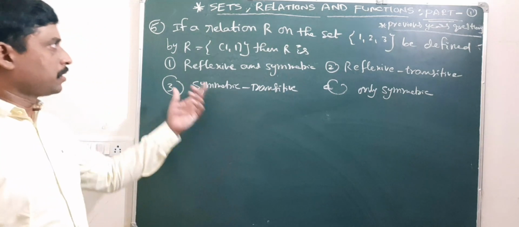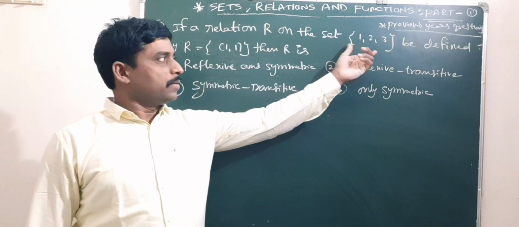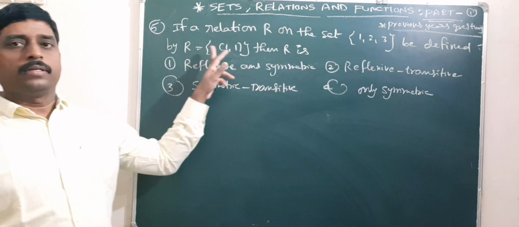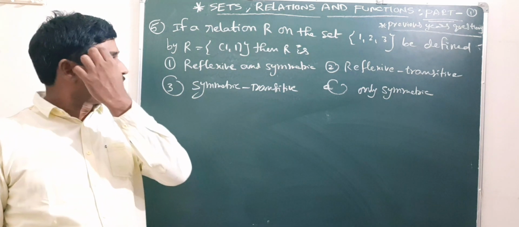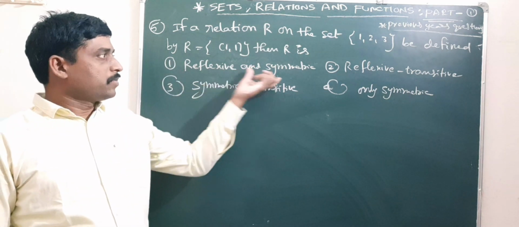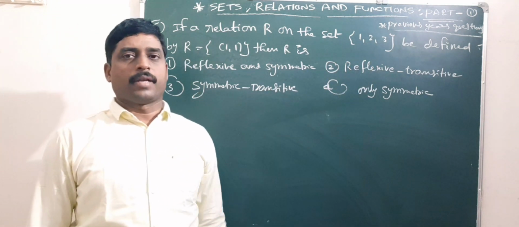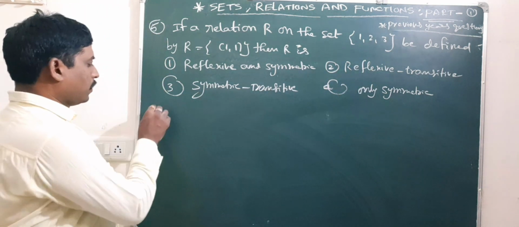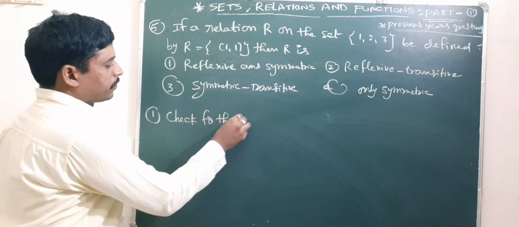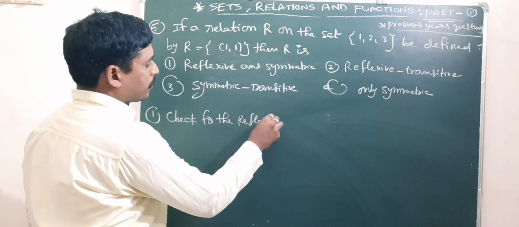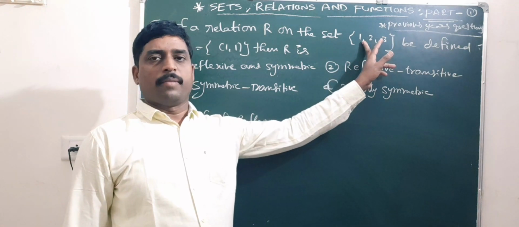Okay, we need to compute this question. A relation R on the set {1, 2, 3} is defined by R equal to a set of ordered pairs as given. Then R is reflexive and symmetric, reflexive and transitive, symmetric and transitive, or only symmetric. First one, check for the reflexive. Set A having 1, 2, 3 elements.